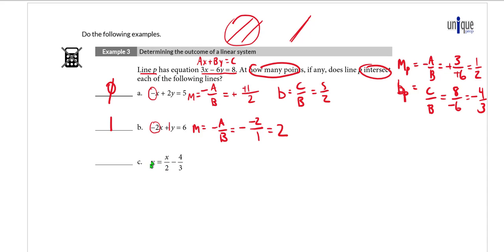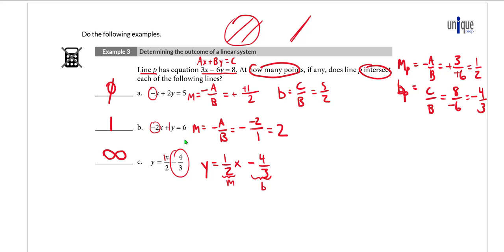The third equation is already somewhat in slope-intercept form. So I'm just going to separate out that 1/2. I'm going to pull that 1/2 out in front of the x just so it's in my m position, and the y-intercept will be negative 4/3. That's just that right there. So I can see in this line I've got the same slope, 1/2, same slope as line P, and I have my same y-intercept, negative 4/3. These are the same line. There's no difference between these lines. They have the same slope, same y-intercept, they're the same line, which means I have an infinite number of points of intersection or an infinite number of solutions.